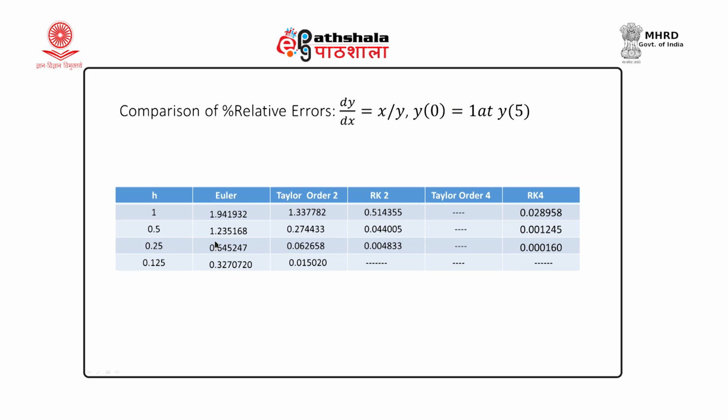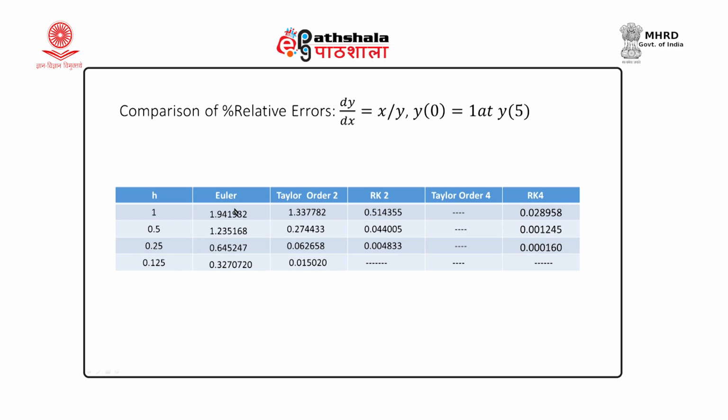Here the Euler formula also we have included in the table. Looking at H equal to 1, Euler has 1.94% relative error, Taylor order 2 1.33, RK2 still 0.51%. We have not used Taylor order 4 for x by y, because the fourth order derivative of this function has expressions that become quite laborious and complex to implement, so we have not bothered to implement it, and RK4 is 0.028, 0.029%. For 0.5, Euler has come down to 1.23, Taylor order 2 0.27, RK2 0.044 and RK4 0.001%.